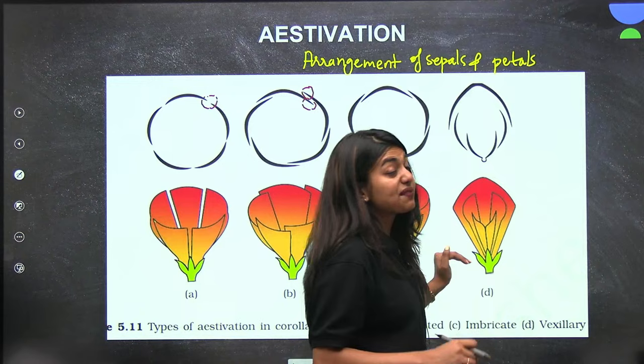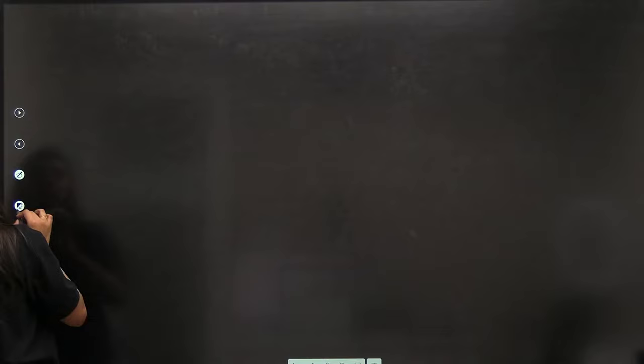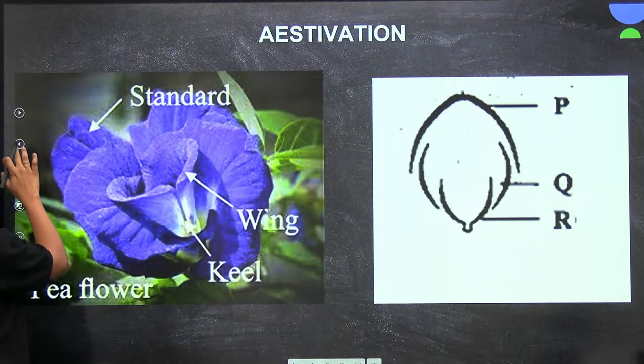Now the last one is vexillary. We have to study this kind of aestivation in depth. Why? Because a lot of questions will be asked. Clear? Okay, let's do one thing. When I write the examples, I'll tell you this also. Now let's see the last one, your vexillary.